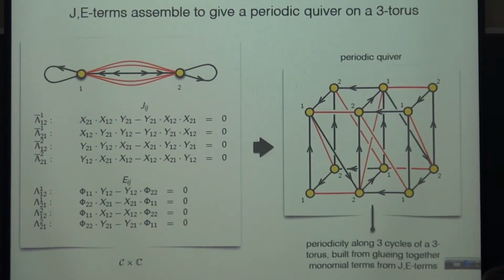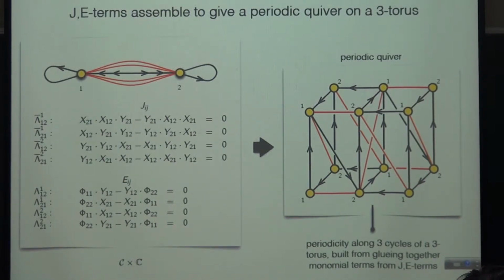on the free torus. It turns out that this diagram, this extended quiver diagram, is periodic on the free torus, and in fact you can think of this as the original quiver unfolded by the J and E terms on the free torus. Okay, we call this extended quiver diagram the periodic quiver diagram of the 2D 0,2 theory. The question is, where does this free torus come from?